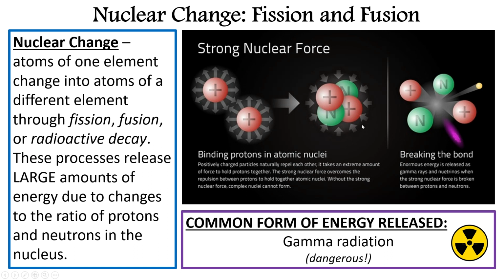Basically, you have to have the perfect Goldilocks ratio of protons to neutrons for the strong nuclear force to hold everything together. And a simple change to the ratio can upset that force, and then the bond will break and it will all come apart, and in the process release a crazy amount of energy. So that energy release is what we associate with fission and fusion for the most part.